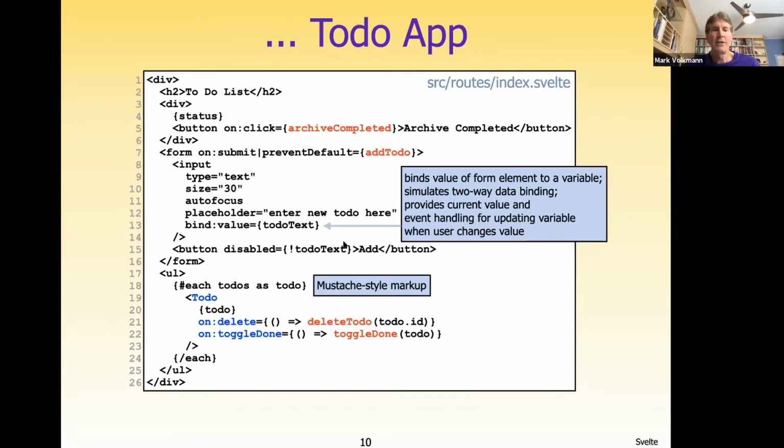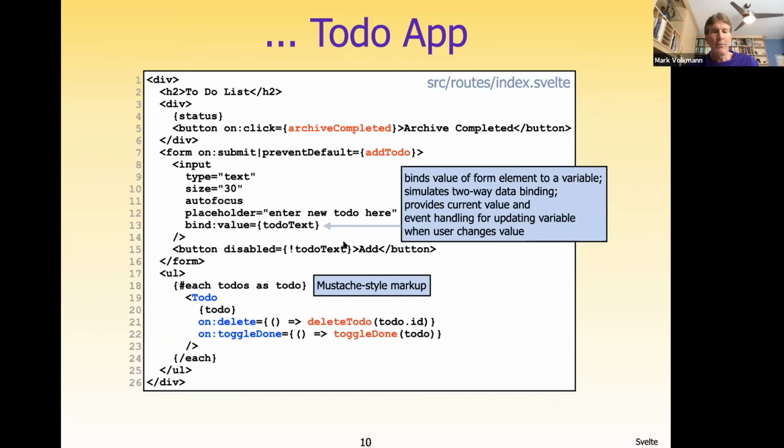Also on line 13, we've got two-way data binding. And so that says whatever the value of to-do text is right now, that's what I want to display in the input. But if the user changes it, I want to update that variable to match. So that is really convenient and saves me from having to write special event handling code to take care of that like I would have to do in React.